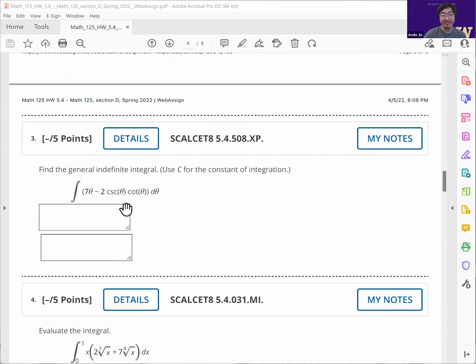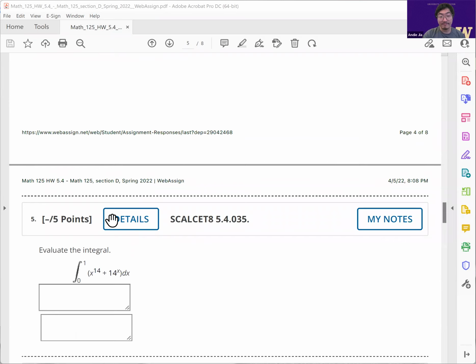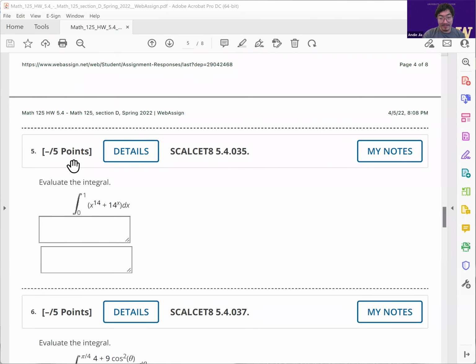For number 3, just follow the integral tables. Number 4 is the same thing, just rewrite those radicals into exponential form, then evaluate the integral. It's the same thing, FTOC part 2.